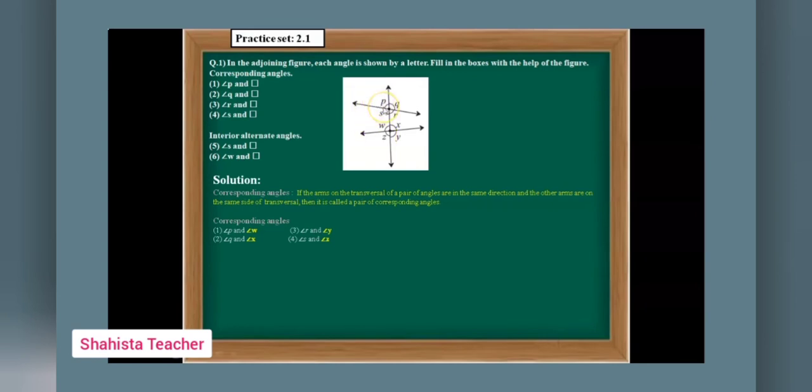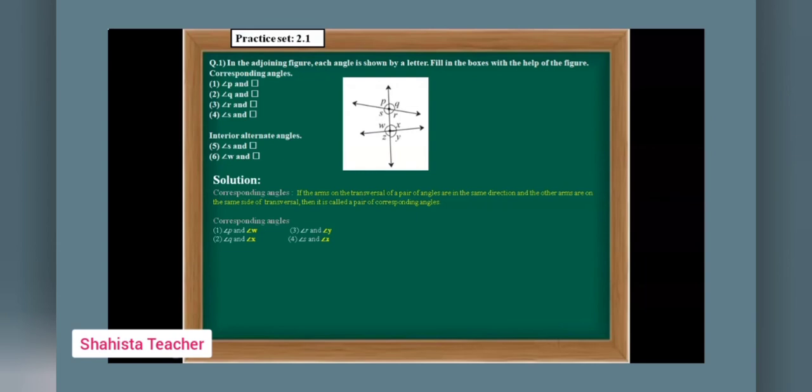That means P is equal to W. If P is 70 degrees, that means W is also 70 degrees. If Q is 110 degrees, that means angle X is also 110 degrees. If angle R is 60 degrees, that means angle Y is also 60 degrees. If angle S is 120 degrees, then angle Z is also 120 degrees. In simple words, corresponding angles are always equal. Same side, same direction, and they are always equal.